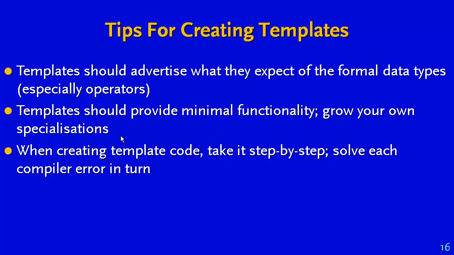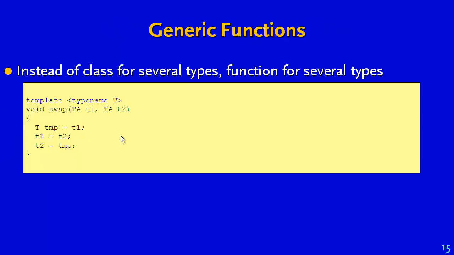Now, tips for creating templates. Templates use underlying data types, so they should only advertise what they expect of the formal. They should actually advertise the fact that they need something from the formal data type. So, for example, even in the very simple swap example, you see here T is a type, but it's implicitly assuming that the type T has an assignment operator. So if it's a user-defined type, it'll be operator overloading. If the assignment operator is either private or does not exist, you will get a compiler error. So there's no free lunch. You have to tell them what you're doing.